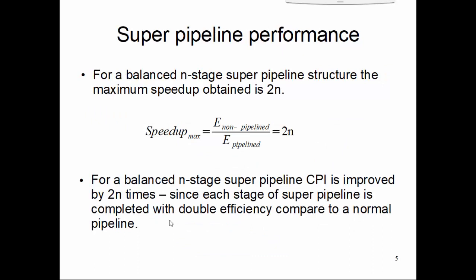For a balanced n-stage super pipeline structure, the maximum speedup obtained is 2n. So the normal pipeline that we discussed in earlier lectures would have 5x gain on the performance side, but the super pipeline will have 2x performance on top of that. Here in this case, we're representing it as 2n performance with respect to the non-pipelined system, where n is the number of cycles it takes to complete one instruction.